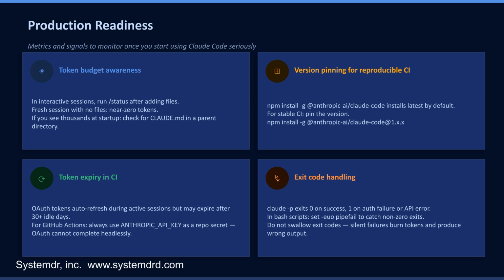For production readiness, monitor your token budget using the /status command. Pin your Claude Code version for reproducible CI. Remember, OAuth tokens can expire if idle for 30 days, so use ANTHROPIC_API_KEY as a repository secret for headless CI. Finally, ensure proper exit code handling in your scripts.